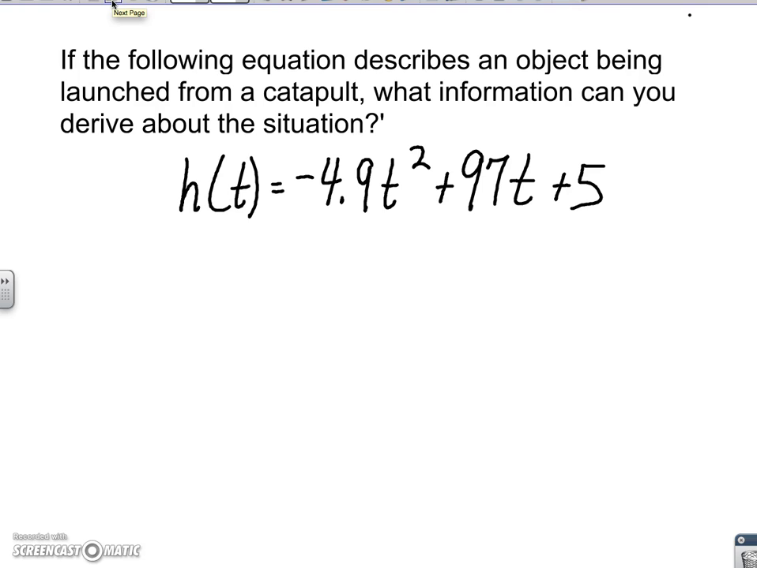All right, now, the following equation describes an object being launched from a catapult. What information can you derive about this situation? Whoa, totally strange right here. All right, so go ahead and hit pause. See if you can fill out the information, and we'll talk in just a couple of brief moments.